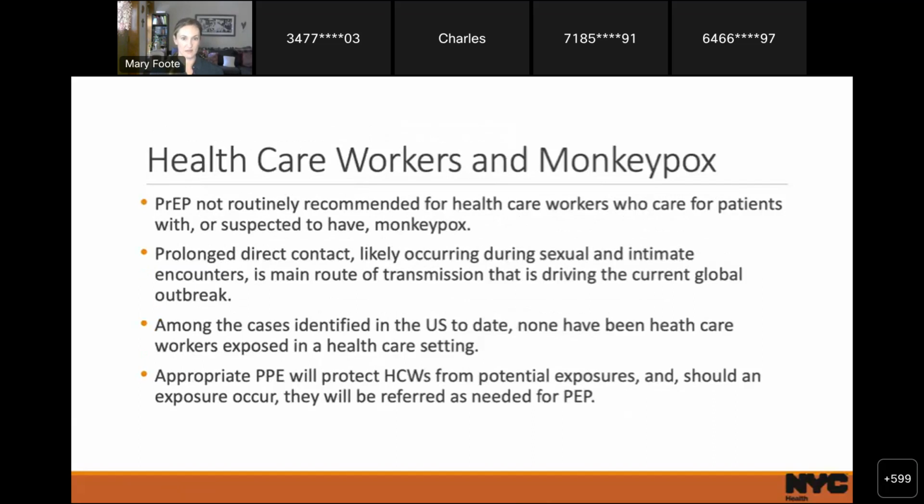And then healthcare workers and monkeypox, just want to reiterate PrEP at this point is not routinely recommended for healthcare workers.